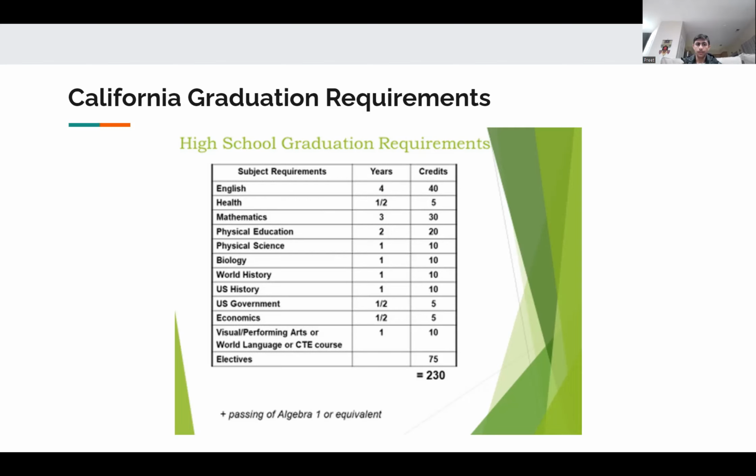And this depends on each individual high school. Some high schools say that you only need to take Algebra 1 and then whatever math course you can take, it's okay.